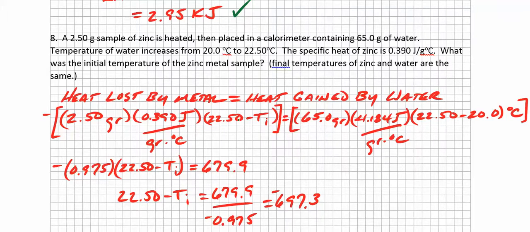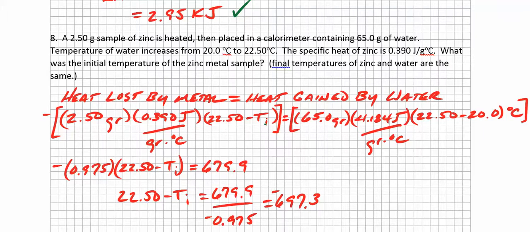Now, I have to be careful here. To be consistent, I want delta T to be final temperature minus initial temperature. I'm looking for the initial temperature. That's what they're asking for in the problem. The final temperature of the metal was the equilibrium temperature, 22.5. So I have to say 22.50 minus the initial temperature, right?